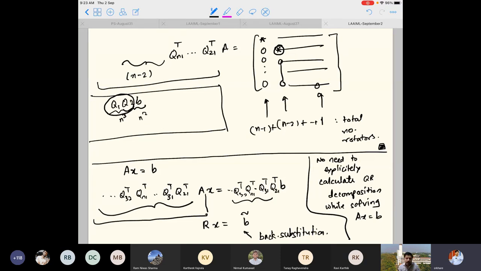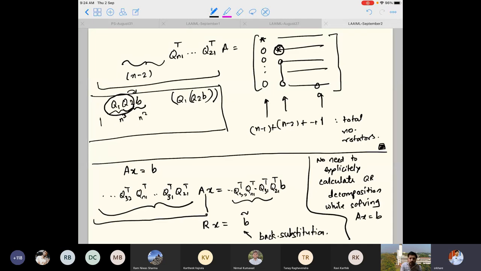Yes, sir. And now you multiply this product with b, that is n square. So anyway, the computation will be dominated by the n cube factor. But if you do this multiplication, q2b, first, how many computations will it require? N square. And if you do this, then one more n square. So that is 2n square.